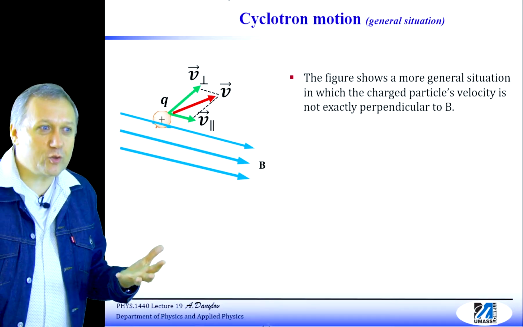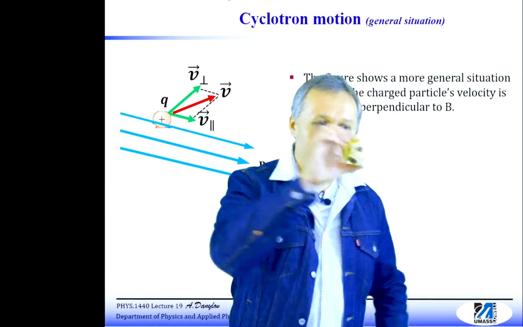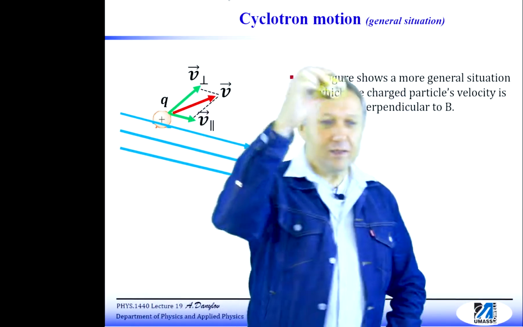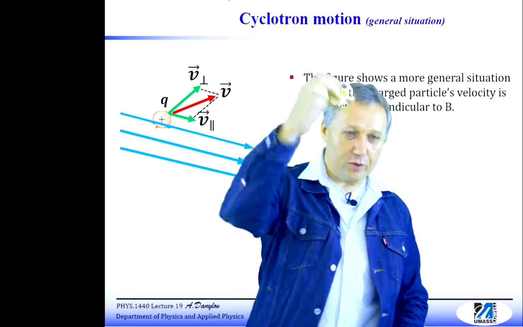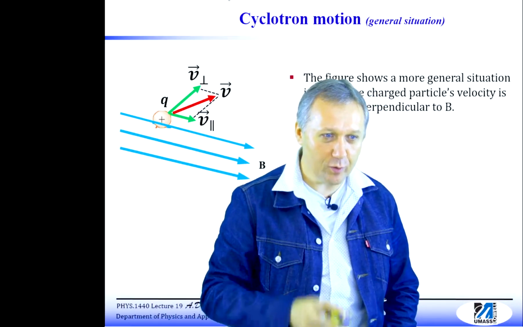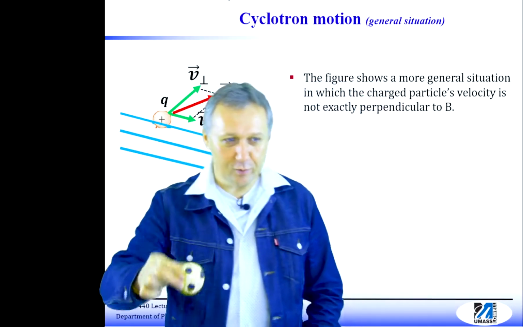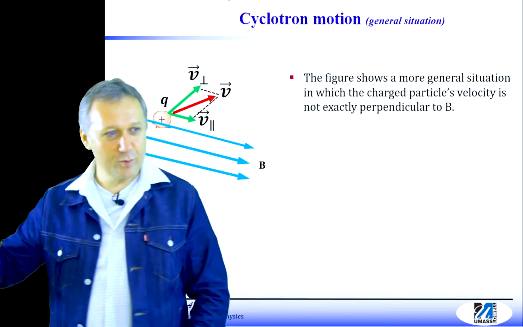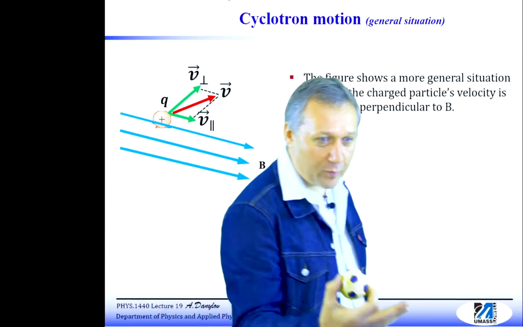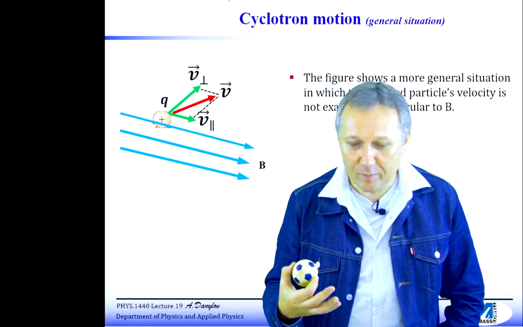So now we just need to superimpose these two motions. Again, translational motion along the magnetic field lines and circular motion, cyclotron motion around the magnetic field lines. So if you superimpose these two motions, what are you going to get? Circular motion, displacement, circular motion, displacement. I'm just superimposing two motions, uniform translational and uniform circular. We're going to get helical motion.